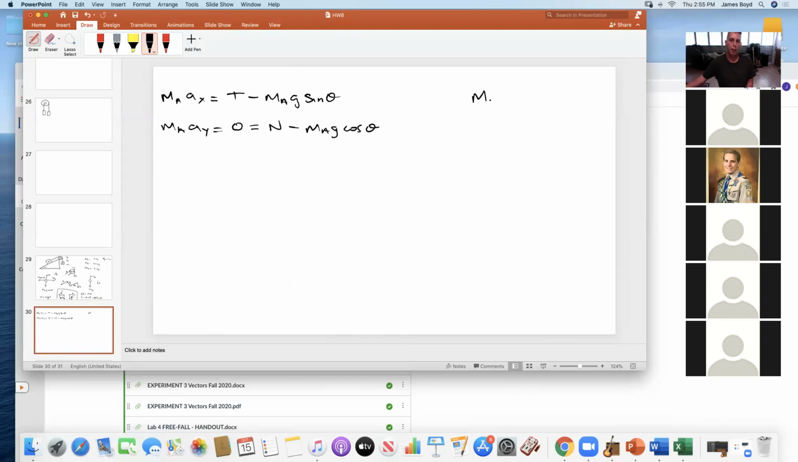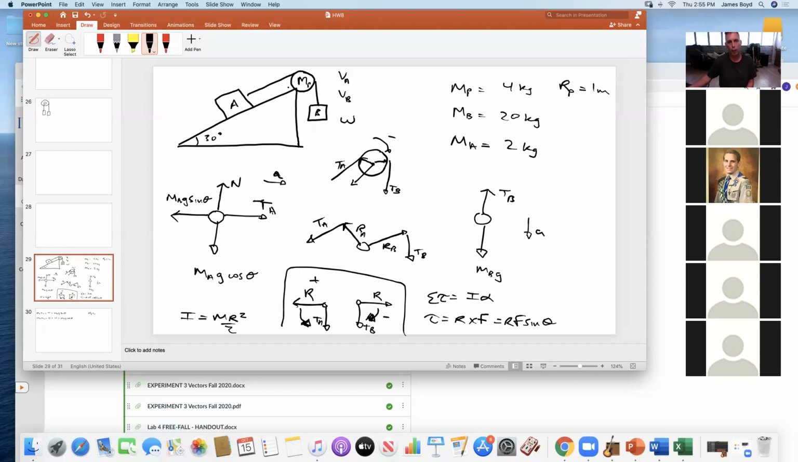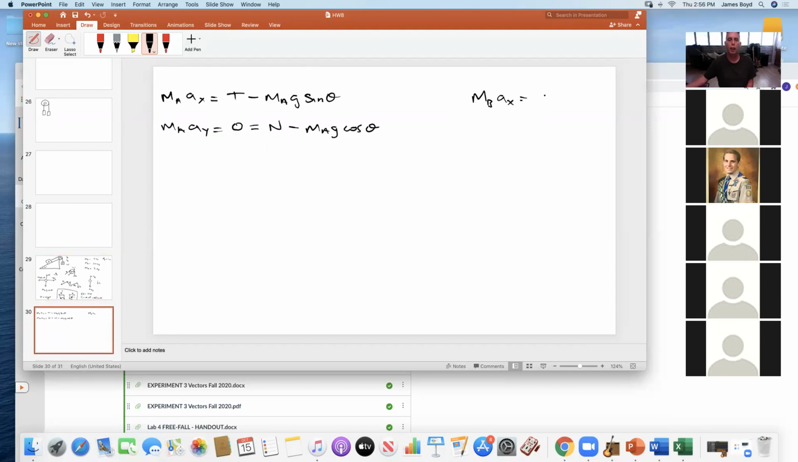And then we had MBA, I'm going to call it X because we already know that A in the X and Y are the same for these two, is MBG minus T. And we can put TA and TB, although we already know that TA has to equal TB by Newton's laws. They're a third law pair, believe it or not. But for now, leave them as TA and TB.